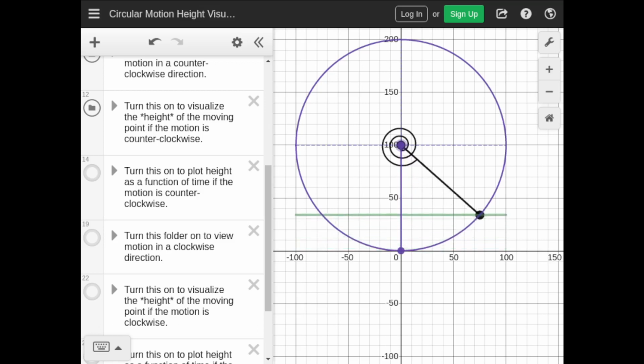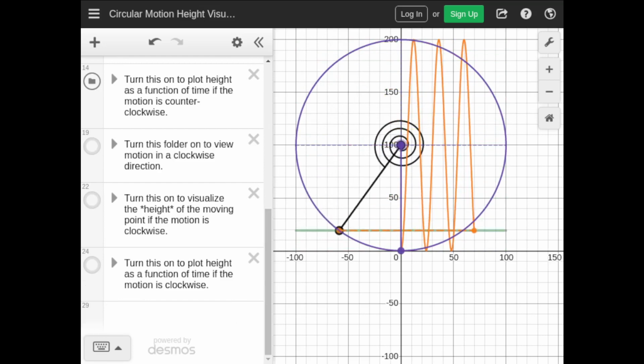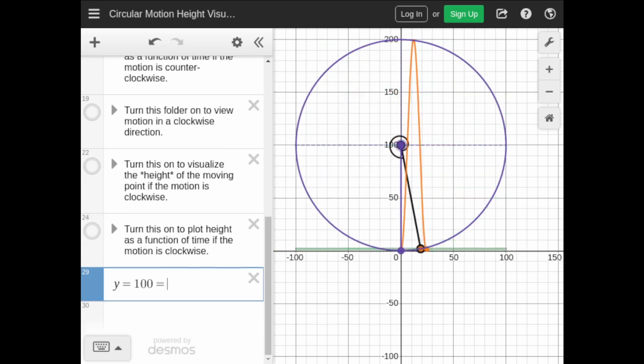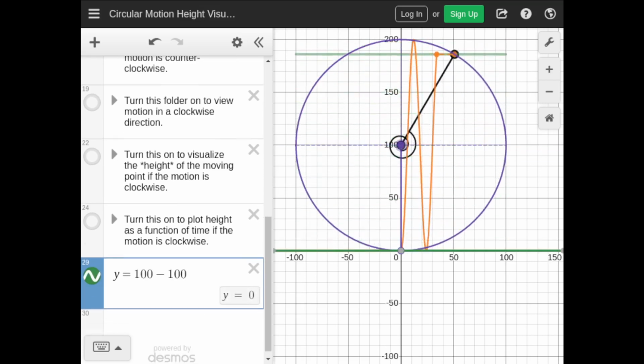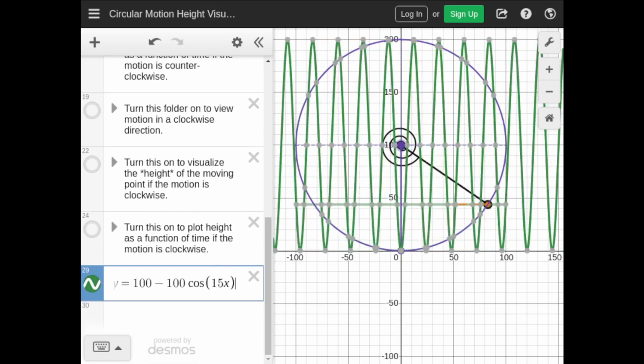Let me turn back on that height function. I'm going to come down here at the bottom. I'm just going to type in what I just found. I'm going to use y and x because this plays a little nicer with Desmos. So there it is. And I've made this green function show up right on top of the orange one, which means it matches, which means this visual approach and this proportional approach works. It describes this motion perfectly.